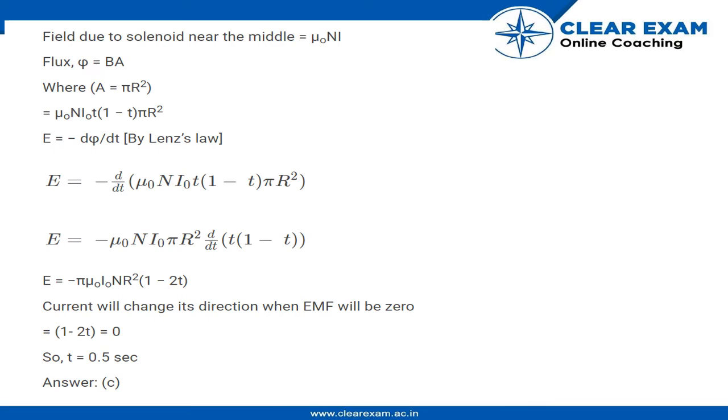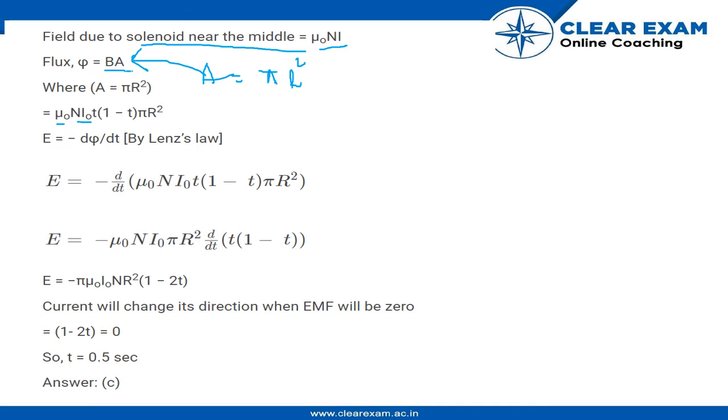Now let's solve it. The field due to a solenoid near the middle is known to be mu naught N i, and flux is defined as B into A, where A is pi capital R square. So just simply put the value of A in this, and we are going to put the value of B, that is given as mu naught n I naught into t into (1 minus t) into pi r square.